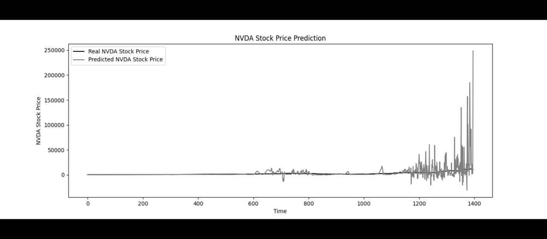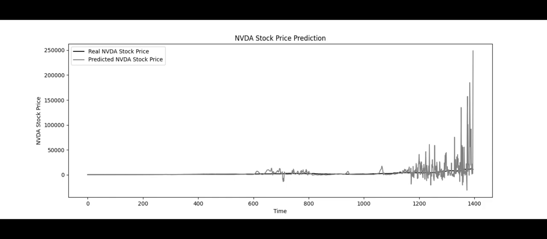Next, we build our LSTM model using TensorFlow's Keras API. Our model comprises 4 LSTM layers with varying units, each followed by a dropout layer to prevent overfitting. The final layer is a dense layer, responsible for outputting the predicted stock price. This architecture allows the model to capture complex temporal dependencies in the data, crucial for predicting stock prices, which are inherently sequential. Once the model architecture is set, we train it on the training data.